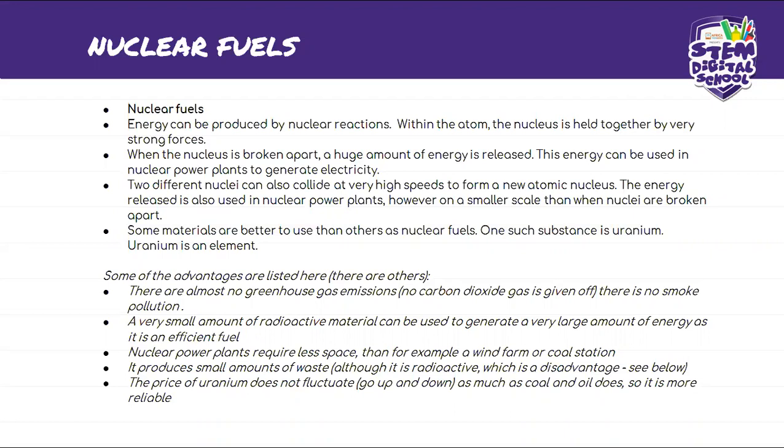Nuclear power plants require less space than, for example, a wind farm or a coal station. It produces small amounts of waste, although it is radioactive, which is a disadvantage, see below. The price of uranium does not fluctuate, go up and down, as much as gold and coal and oil do. So it is more reliable.